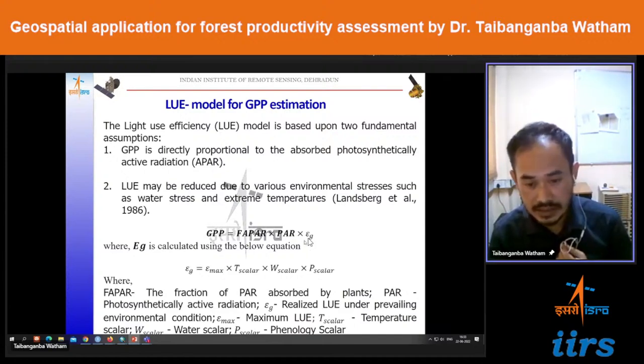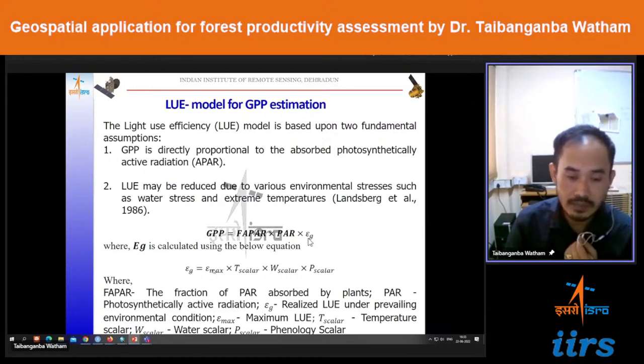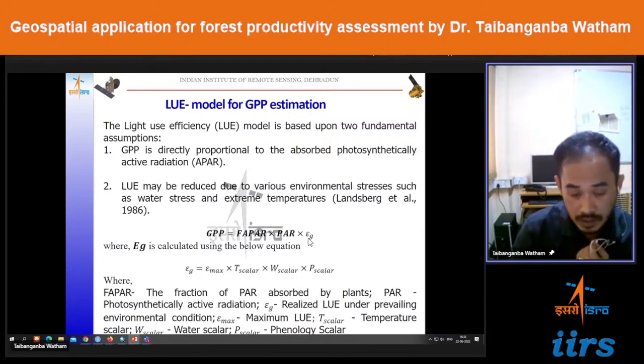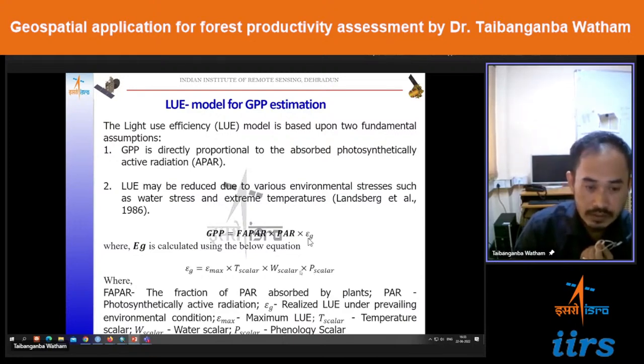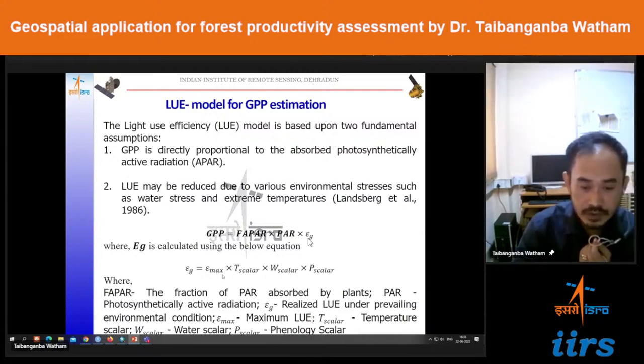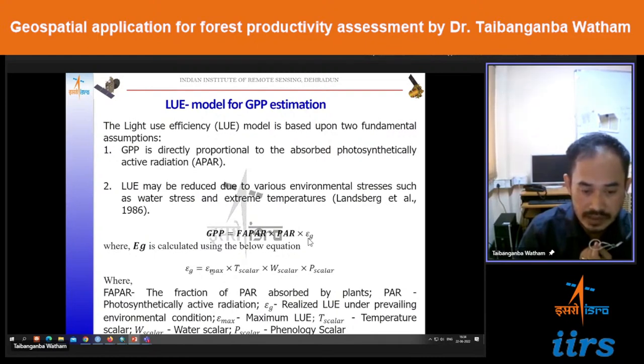Then after that, this EZ component, if you further divide it, we have this Emax value. Emax is the maximum light use efficiency for a particular vegetation type, or PFT type, or a particular forest type. Once we have this, we have the temperature scalar, the water scalar, and the P scalar, which we will try to calibrate, which depict the stress due to water, temperature, or the phenological condition at that time. Using these three scalars, we regulate the Emax value for a particular PFT. Then we get the EZ, or the realized light use efficiency, as we say.